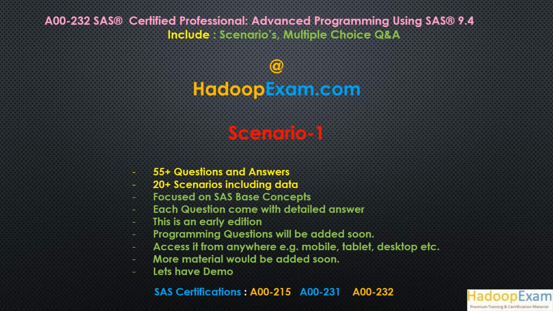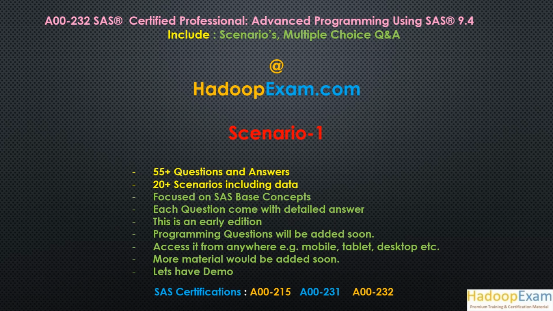This Advanced Programming exam is for people who have already cleared the A00-231 exam. So what we are saying is that you need to prepare for A00-215, 231 and 232 all together, because the concepts across the certifications are quite common as well. So it would help if you prepare all three certifications together. Obviously the difficulty level is also in the same order: 215, 231 and 232.